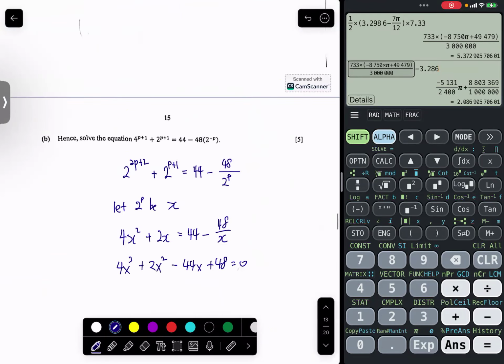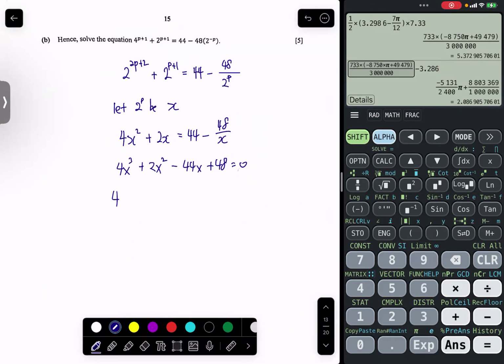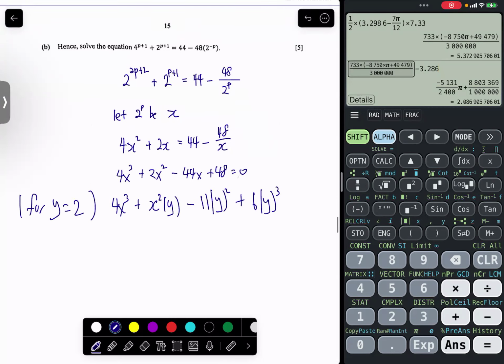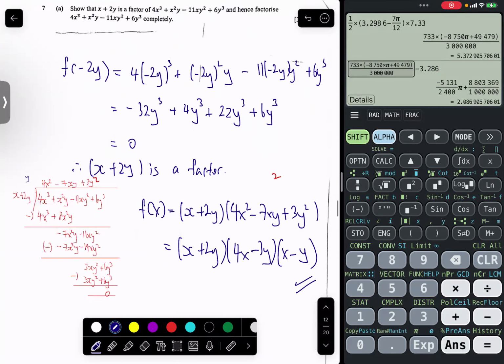Okay, so 4x cubed plus x squared y. If y equals 2, minus 11y squared plus 6. That will be 8, 2 cubed, so y cubed, for y equals 2. So this is how it would look like.